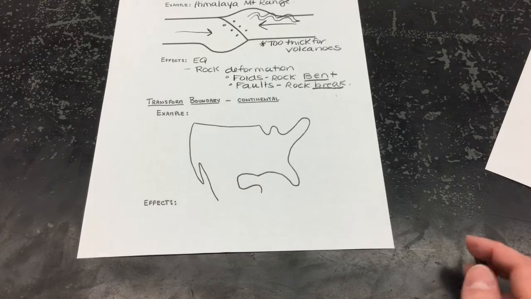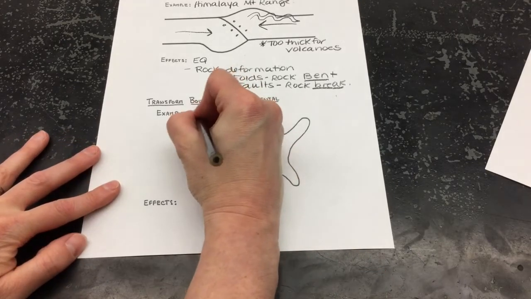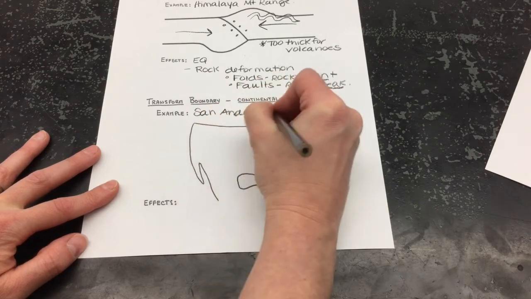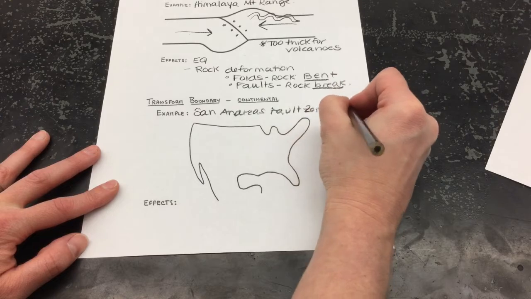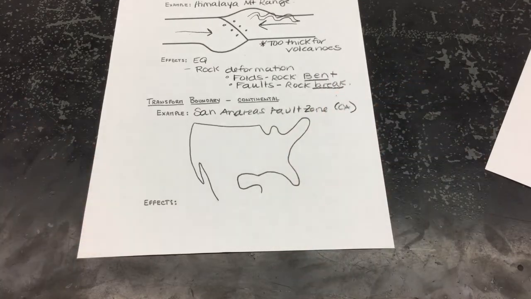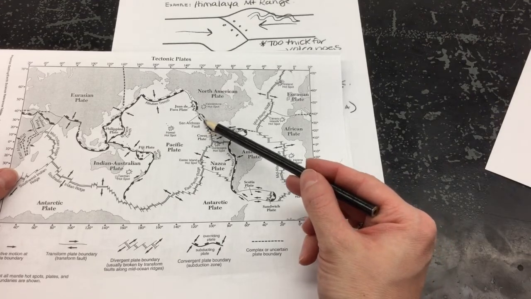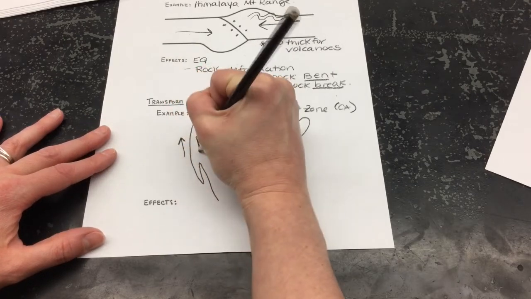Our final boundary is a transform plate boundary, and this isn't moving apart or moving together, it's moving side by side. A great example of this, which we're going to talk about more in class, is the San Andreas Fault Zone. And that is out in California. If we look at our reference table here, it is labeled San Andreas Fault. You can see the transform plate boundary here. Transform means that one is sliding past the other.